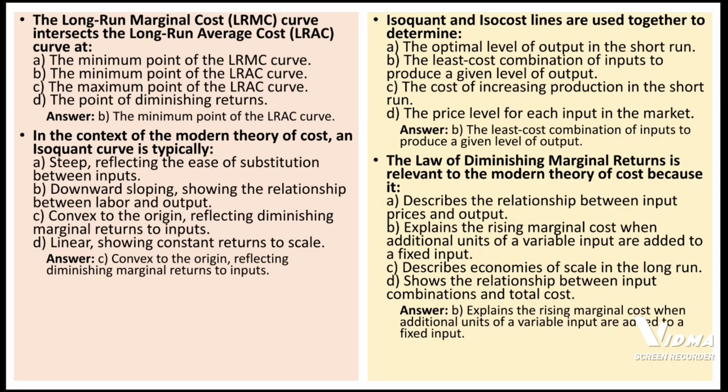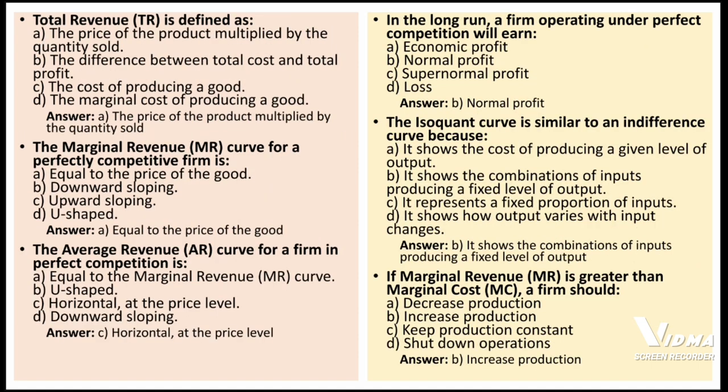The least cost combinations of inputs to produce the given level of output. The law of diminishing marginal return is relevant to modern theory of cost because it. Answer is B. Explains the rising marginal cost when additional units of the variable inputs are added to the fixed input. The total revenue is defined as.